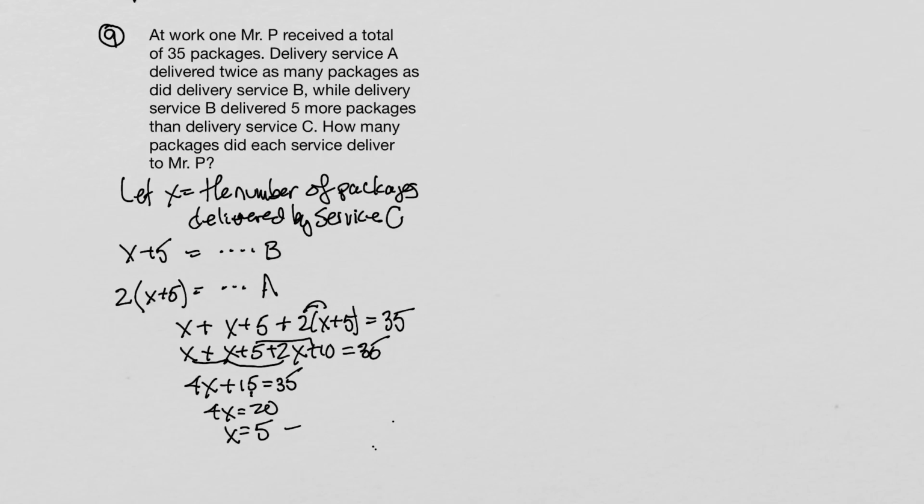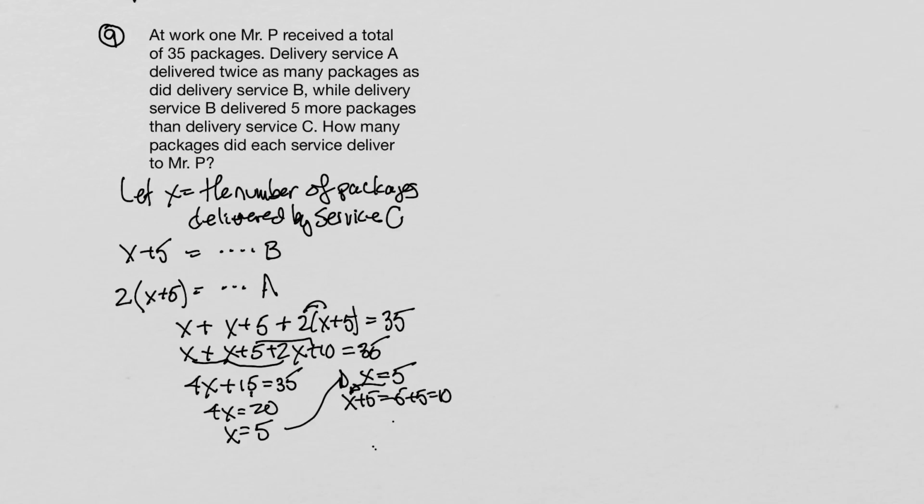Now I'm running a little bit short on room here, so I'm going to rewrite that one up here. x is 5. But it's a word problem, so follow x all the way back to the beginning and see what it was. x is right here, the number delivered by C. So right below it, I've got the number by B. So right below it, I'm going to write x plus 5 equals, now there's x, happens to be 5, so 5 plus 5 is 10.